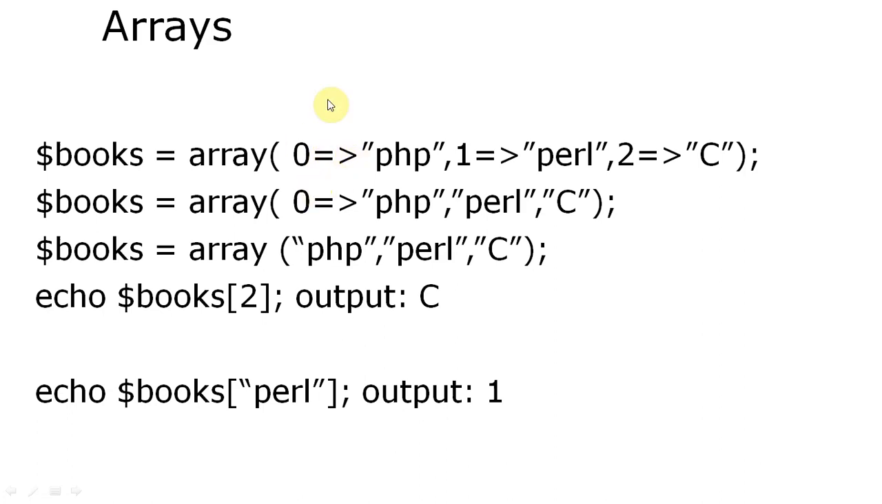This will represent that PHP will be stored at position 0, Perl at position 1, and C at position 2. So this way we are storing PHP, Perl and C at positions 0, 1 and 2. This arrow will indicate that in position 0 we are storing the PHP value. So this is one way. Books is an array, so we write the books with a dollar sign prefix. Books is not a simple variable.